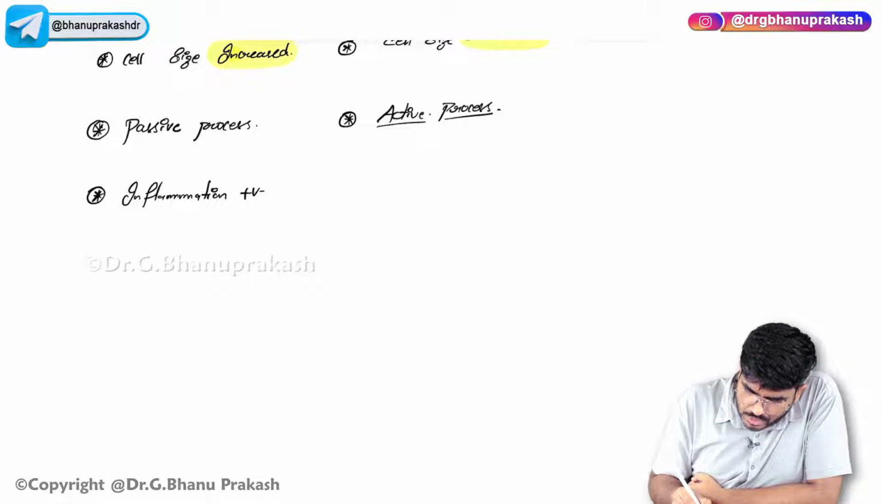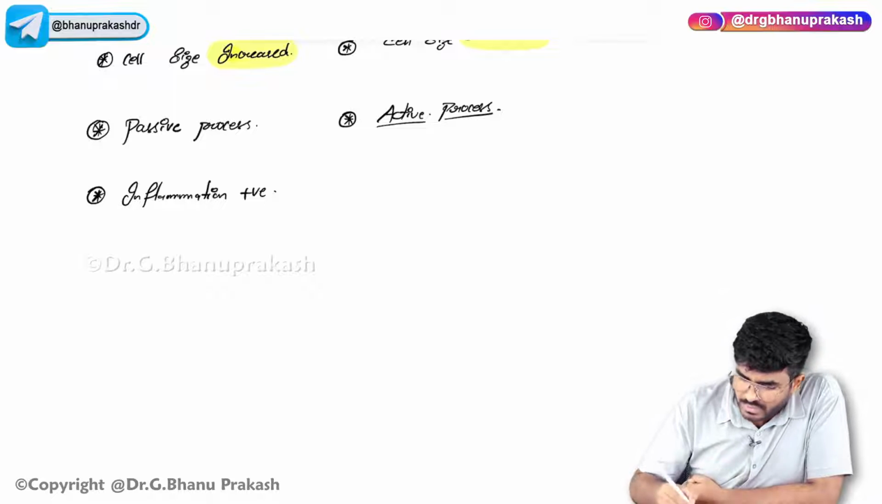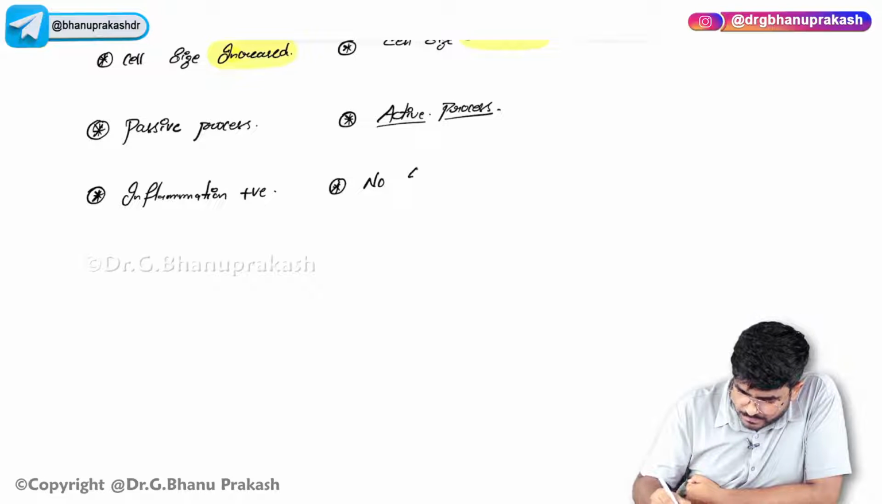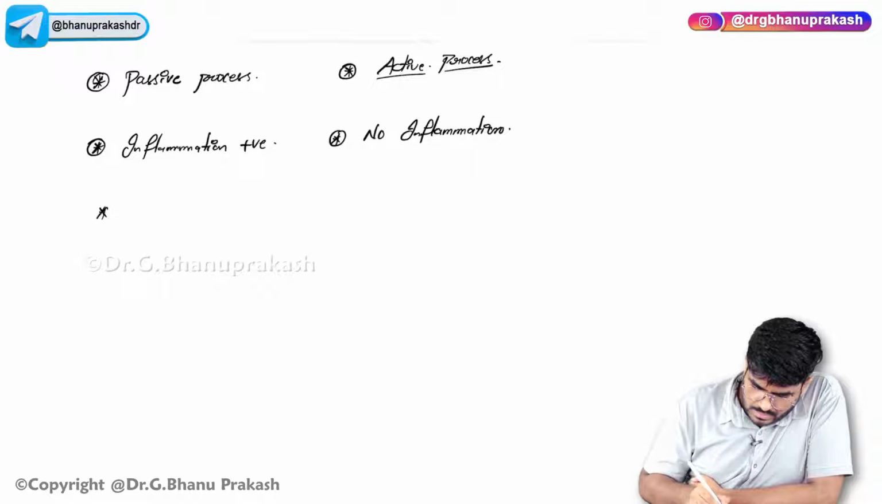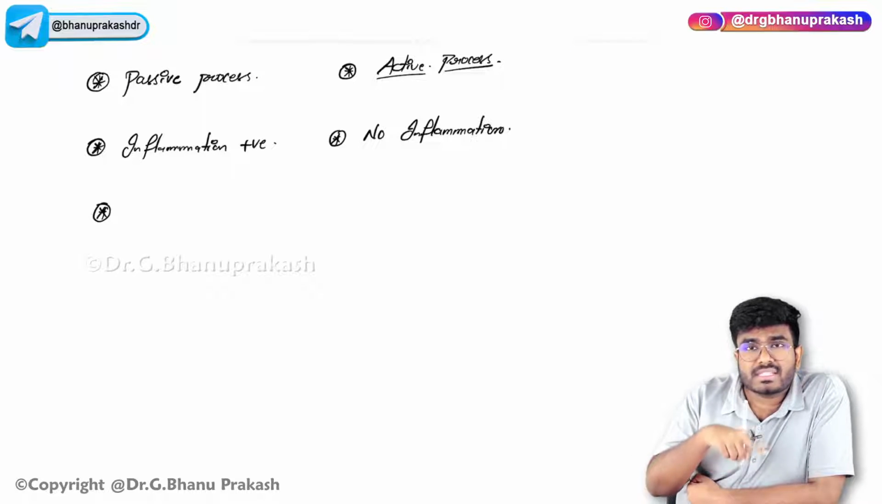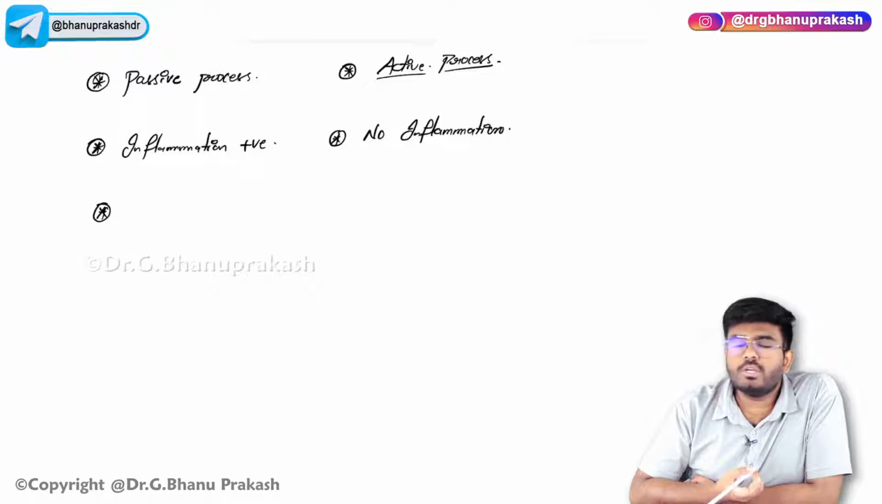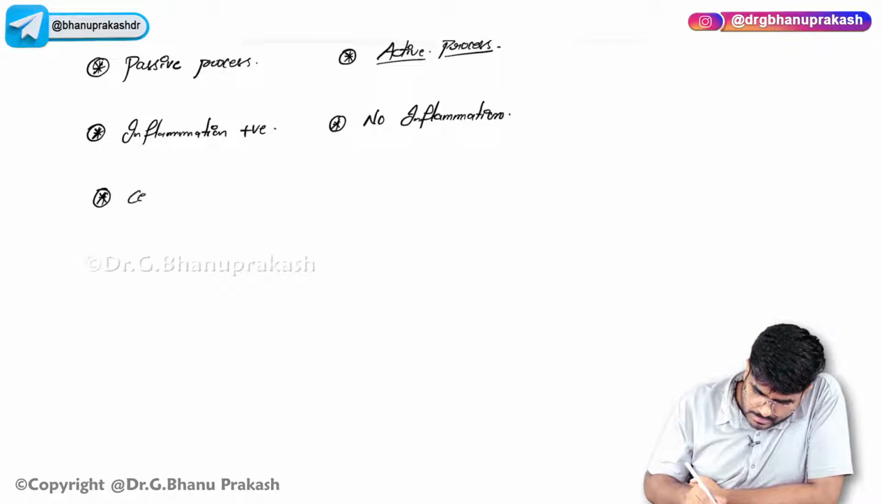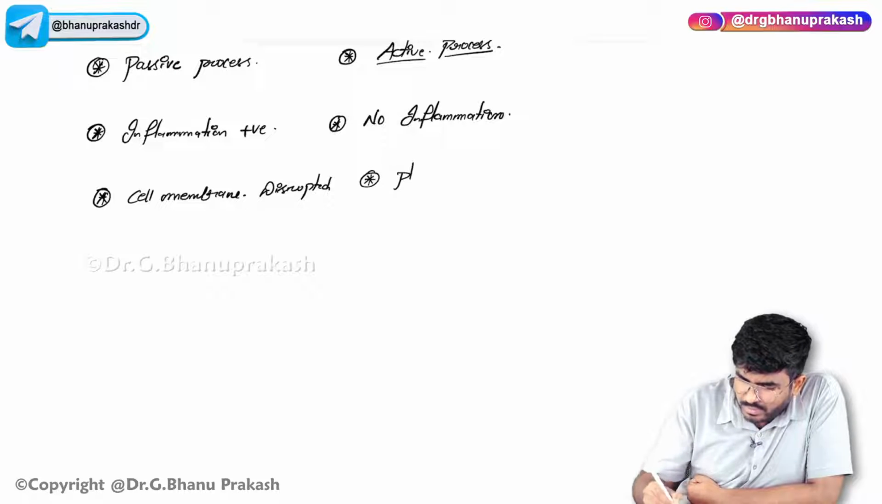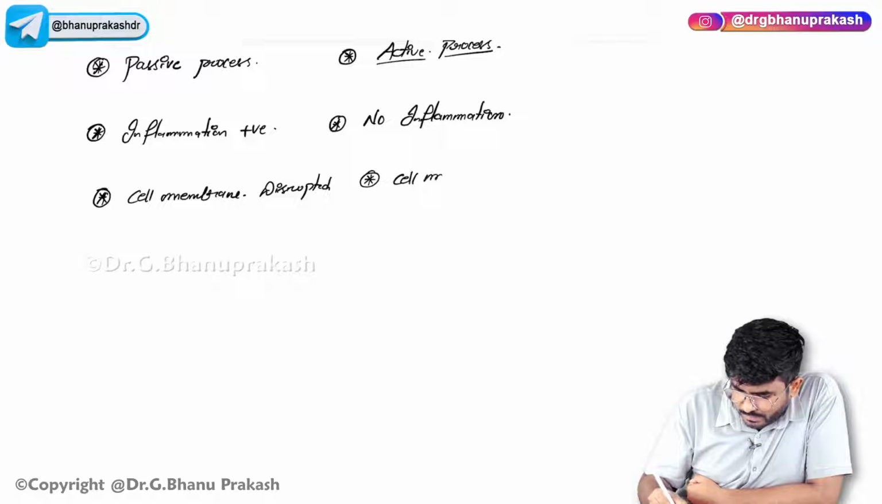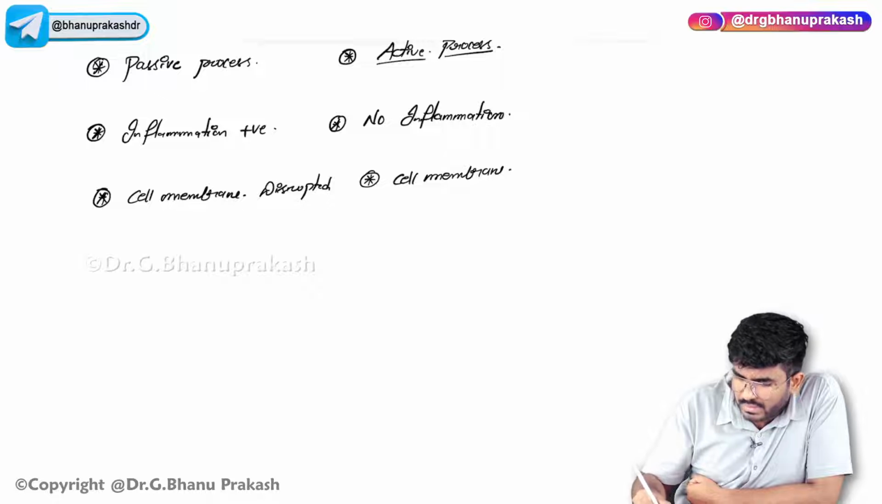is seen after necrosis. After necrosis, inflammation follows, but in apoptosis, no inflammation. No inflammatory response is seen. Next, in necrosis, what about the plasma membrane, the cell membrane? What happened to the cell membrane? The cell membrane is absolutely damaged, there is no doubt in that. Cell membrane disrupted or damaged, but in apoptosis, the plasma membrane or the cell membrane is intact.